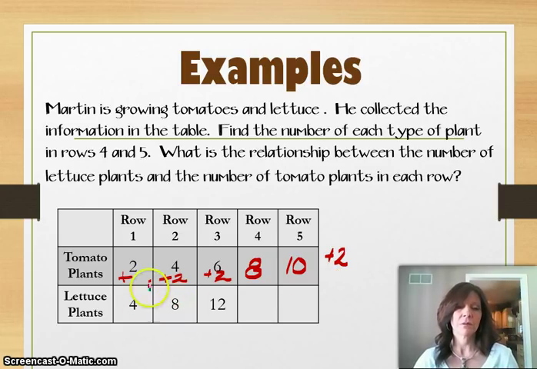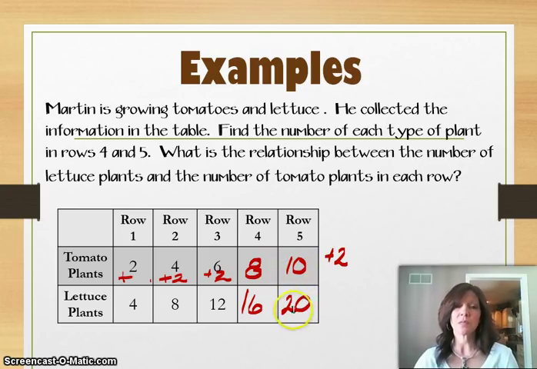Our pattern here, 4, 8, 12. This obviously increases by 4. But you have to look at the difference here. From 2 to 4, 4 to 8, 6 to 12. The difference in the tomato plants and the lettuce plants is this increases by 2. So for every 2 tomato plants, this doubles to the lettuce plants. So this is double, 4 to 8 is double, 6 to 12 doubles, 8 then doubled would be 16, 10 doubled would be 20.